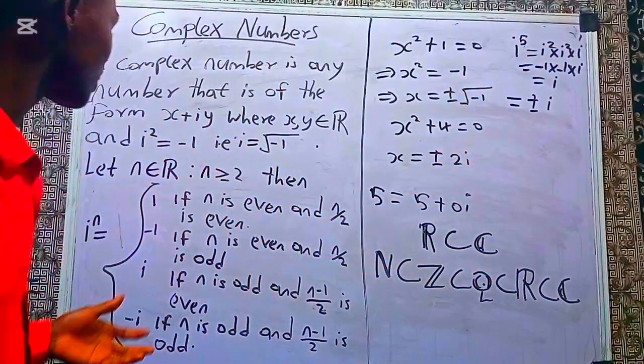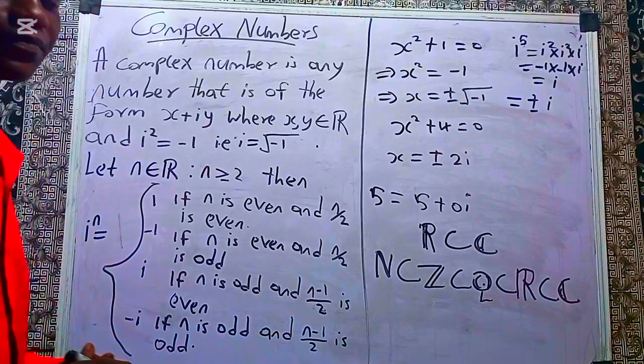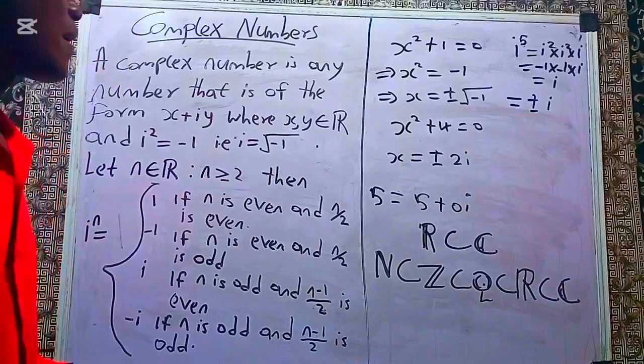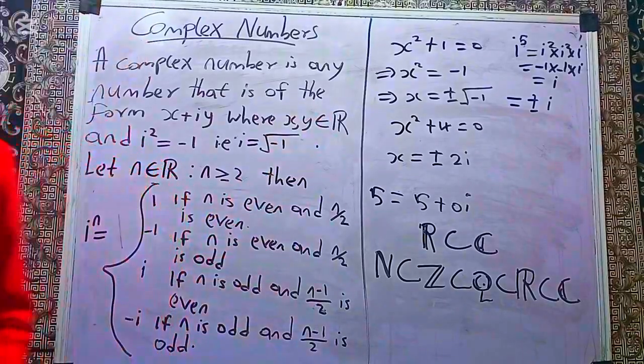So how do we actually evaluate for large index? So let's see how we can evaluate for large index. Let's create some space.